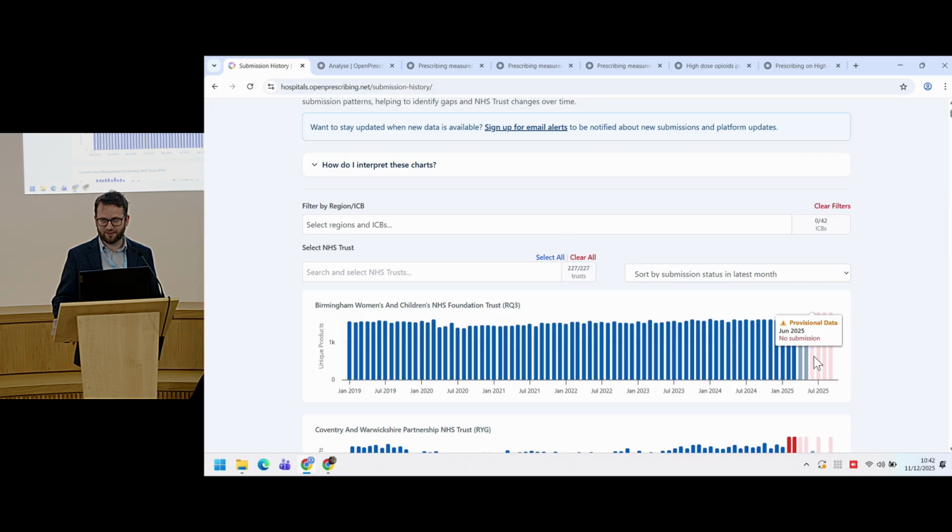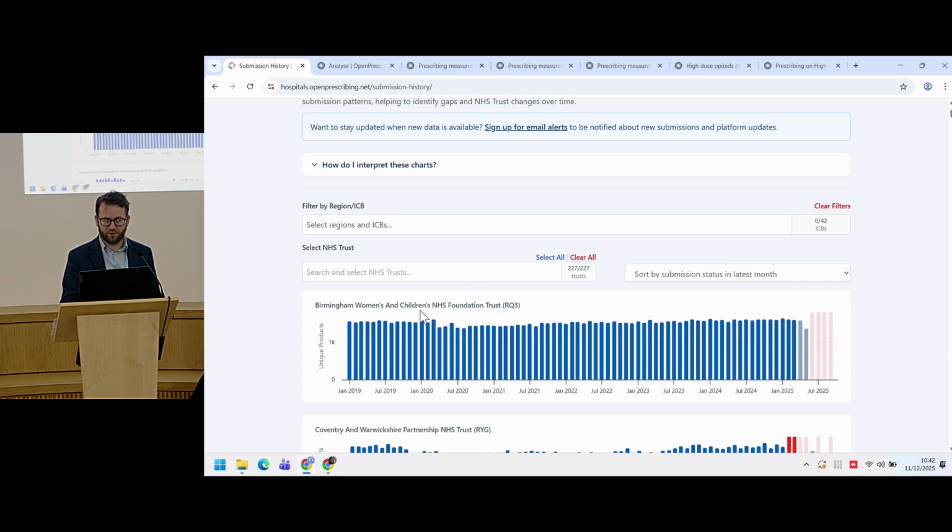We think this trust is in the process of that. So it's just important to be aware that for now that's missing. It could become filled in later when the data becomes finalized, so it might fill in later, but it's very important to be aware that that gap exists in the data set now.